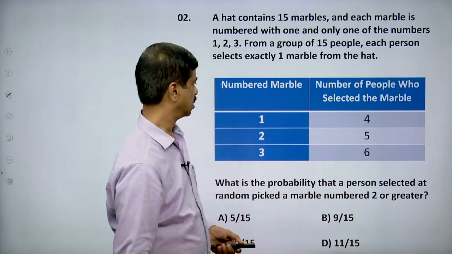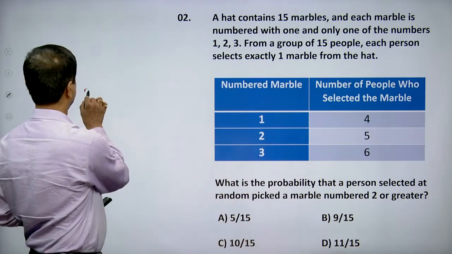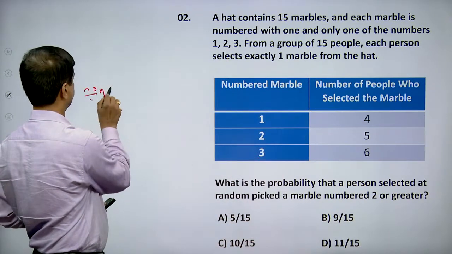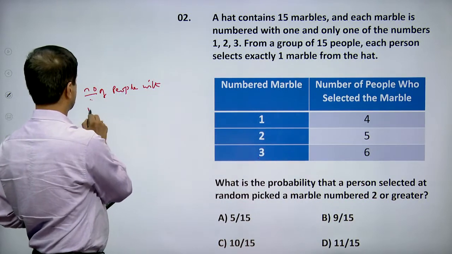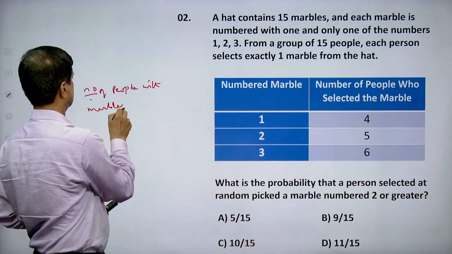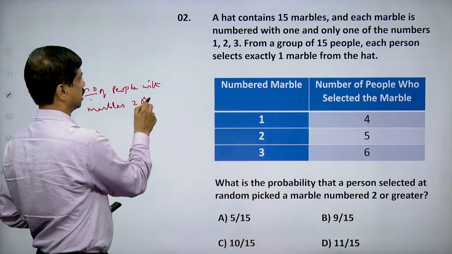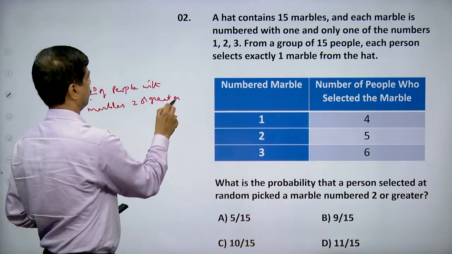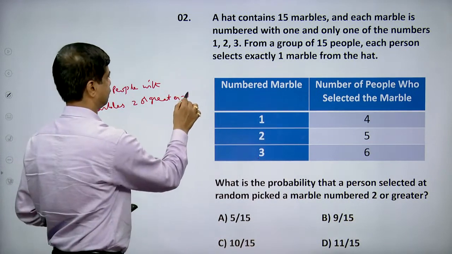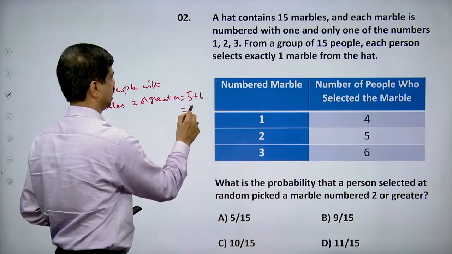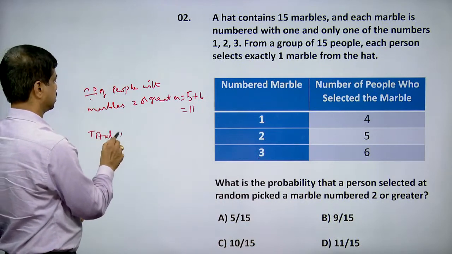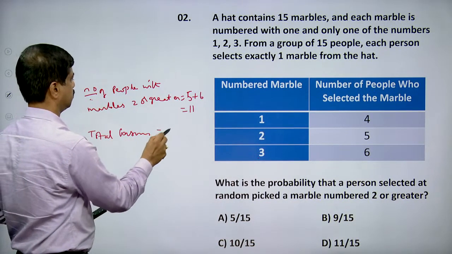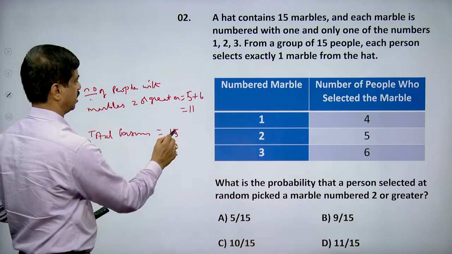Right, children? So therefore, number of people with marbles 2 or greater equals 11. 5 plus 6 is 11. Total persons equals 15.